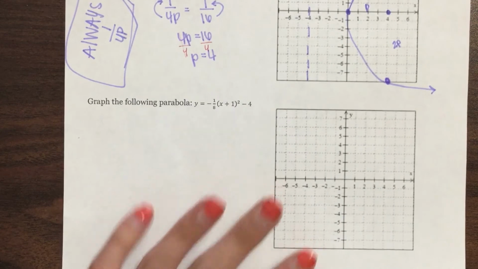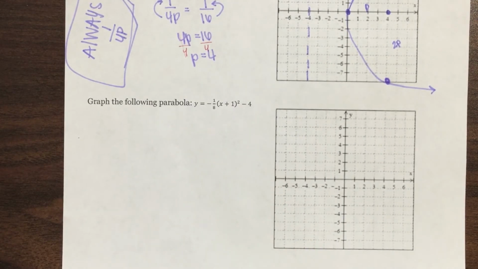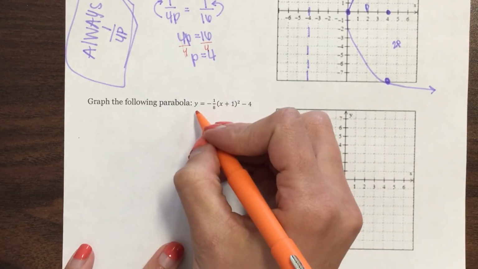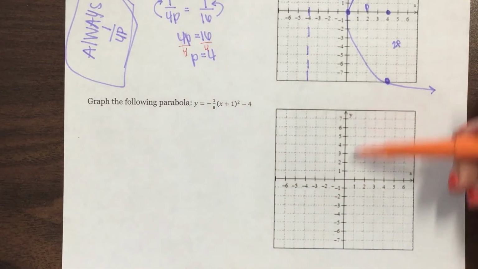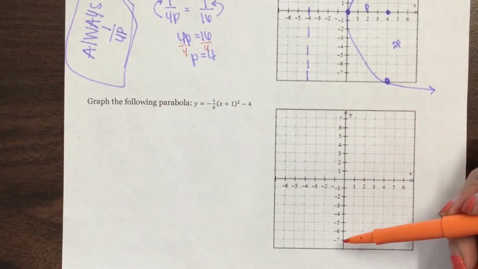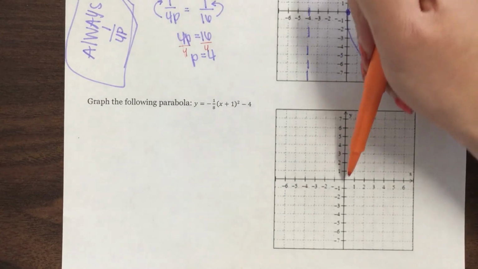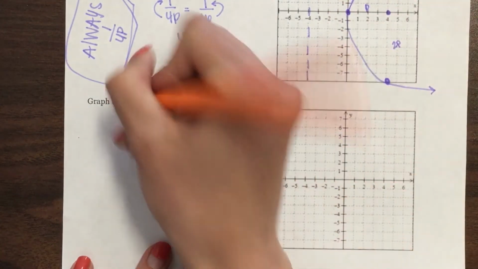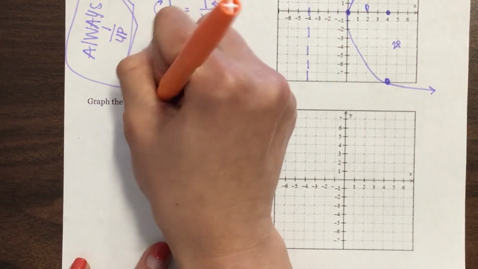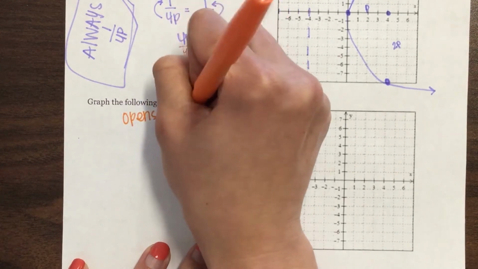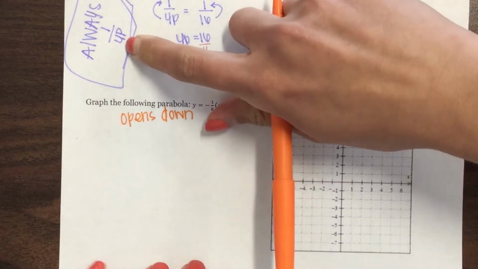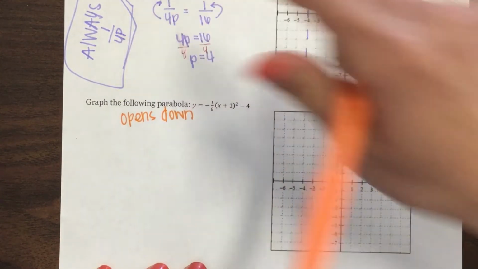So we're not at 0, 0 anymore. First, we're always going to say which way does this open? This is a y equals, which means the y-axis is the vertical axis, and it's negative, and y's get negative as you go down. So this opens down. And then we always use 1 over 4p every single time.